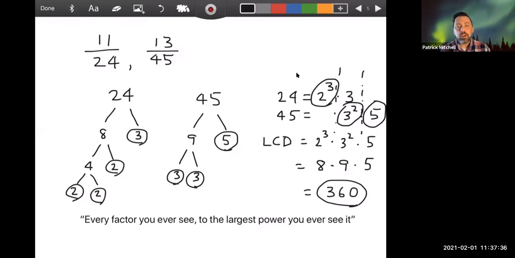At the bottom, notice what I have typed there. This is a little mantra that I made up a few years ago that hopefully is helpful to find LCD. To find LCD, it's just saying every factor you ever see to the largest power you ever see it. In other words, circle every factor you ever see to the largest power you ever see it, and include those in your LCD. All right, let's go back, see what our real examples are.